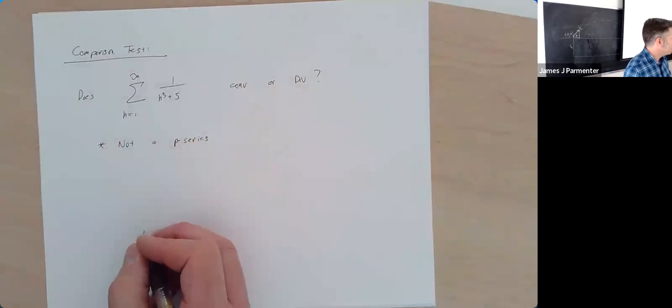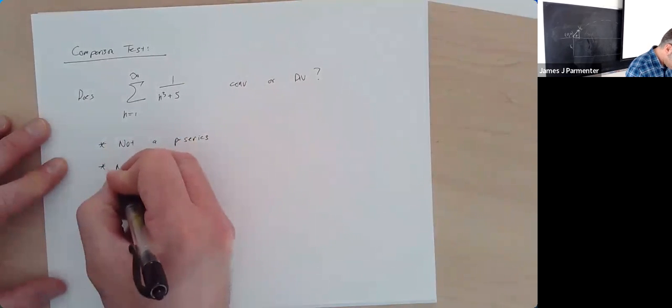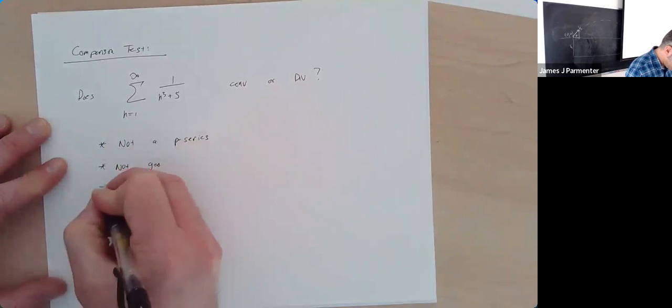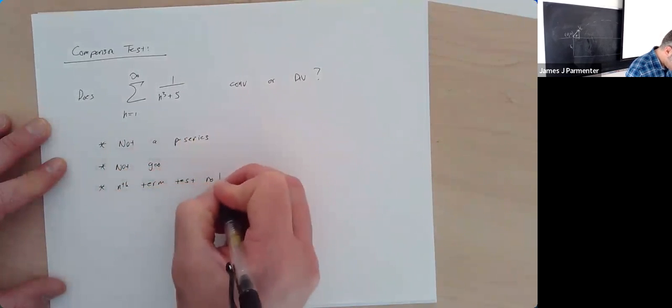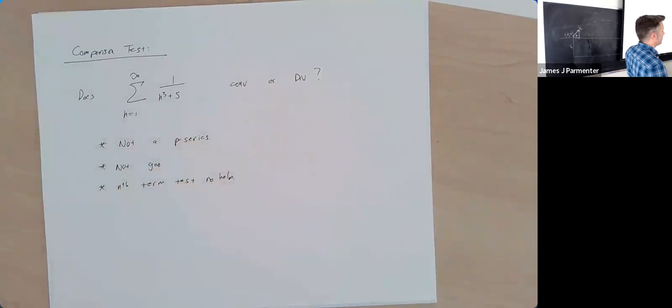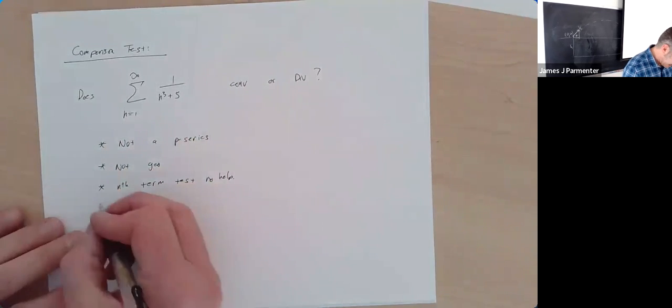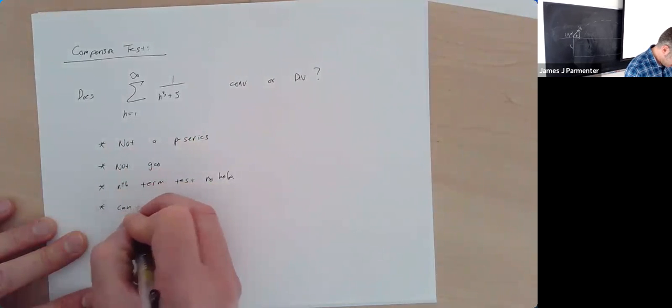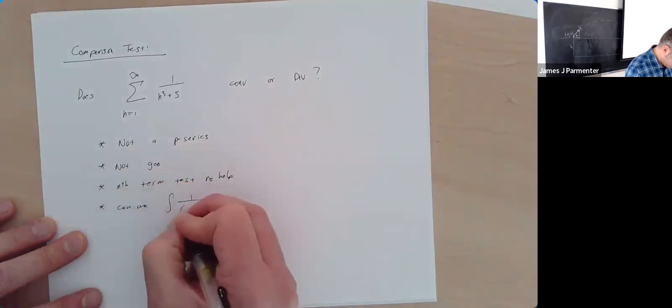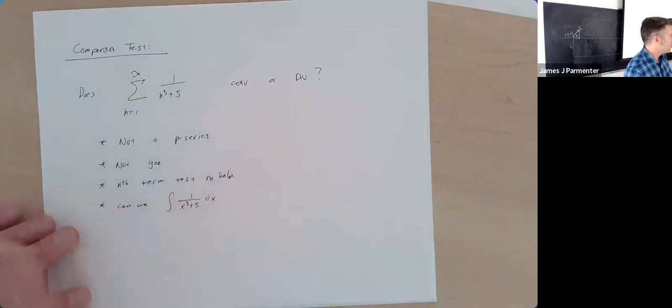Nth term test fails, not geometric. And also the integral test. The integral test also, I don't know how to integrate. Can we integrate 1 over x cubed plus 5? Maybe. It's probably terrible and requires partial fractions. So not that you couldn't use the integral test, potentially, but again, last resort method. Only use it if you've run out of other things to do.